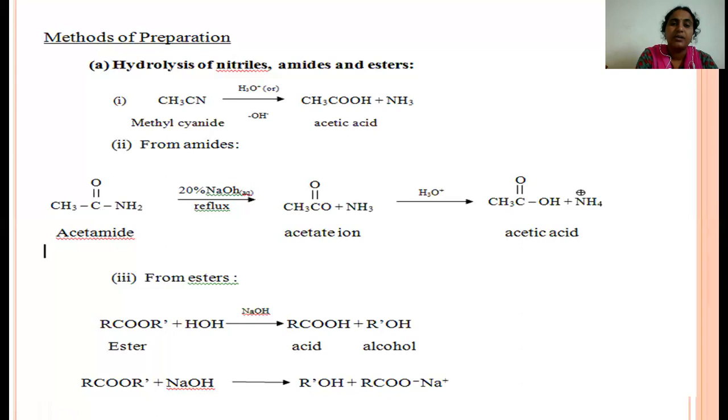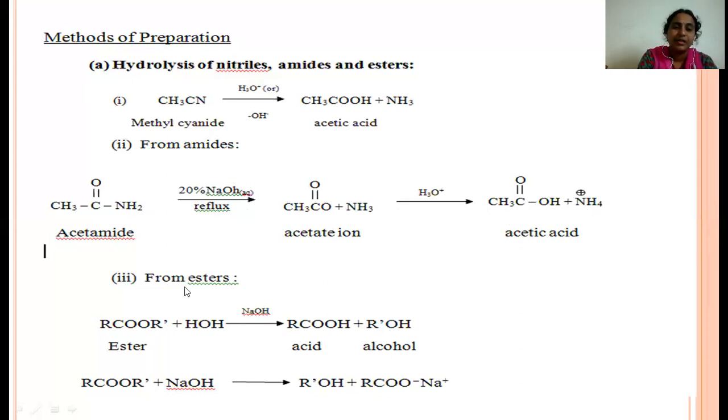So in the water, the oxygen, which has a lone pair of electrons, donates electrons here, and simultaneously the pi bonding electrons shift to the oxygen. Like this, this compound is involved in a nucleophilic addition reaction, and this bond undergoes cleavage and forms acetic acid as well as ammonia.